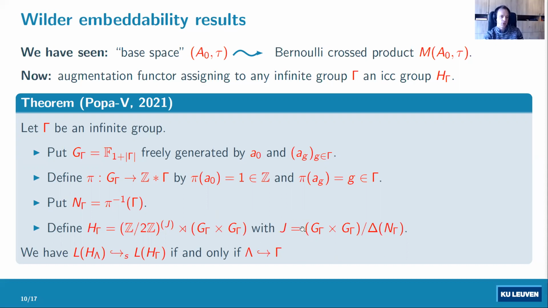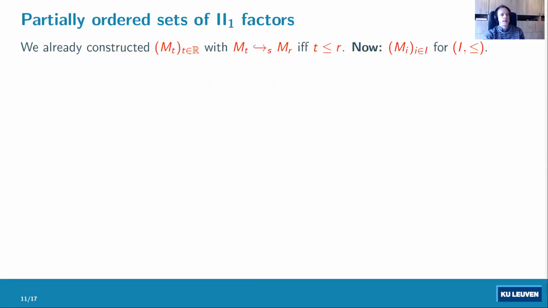I build this countable set on which the group acts. I have this kind of permutational wreath product, whatever semi-direct product construction. It's extremely ad hoc, I agree, but it's explicit and functorial, and it has this remarkable property. So of course, since embeddability of groups is wild, this means that embeddability of II_1 factors is equally wild.